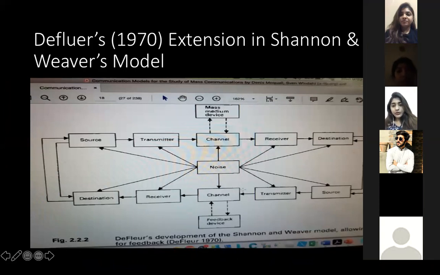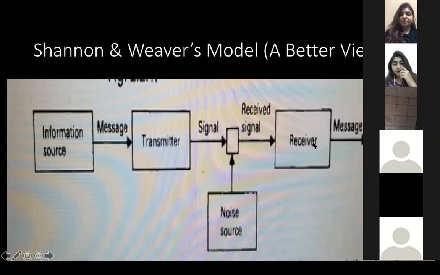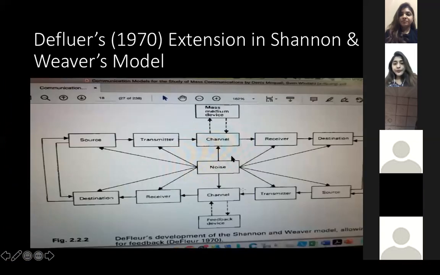So I told you that Shannon and Weaver's original model was proposed in 1949. However, the model was revised in 1970 by DeFleur, Melvin DeFleur. I think that's the full name. He extended the model and added the element of feedback into it. Earlier, when you see this image, information is only going in one direction. However, in this model, again, I took this picture from the book that I have used to prepare the lecture, and you will find the same images in that book as well.